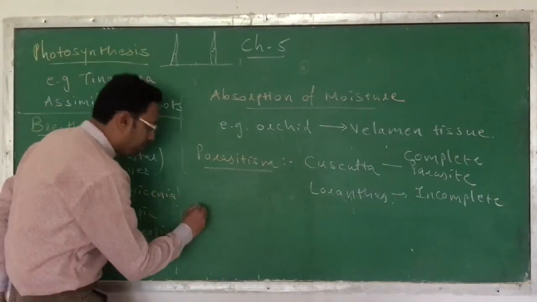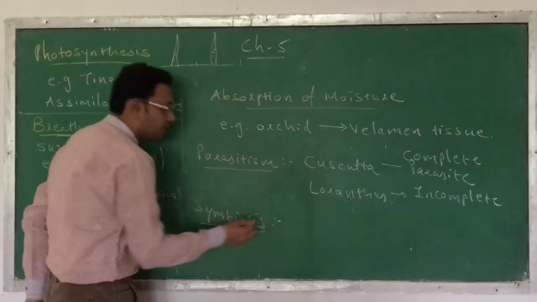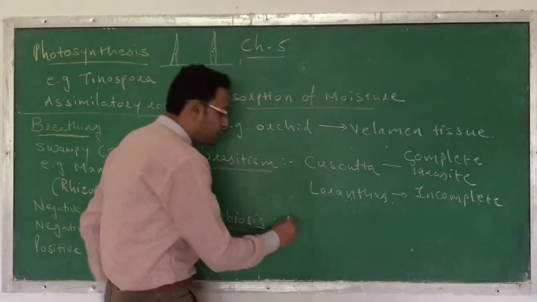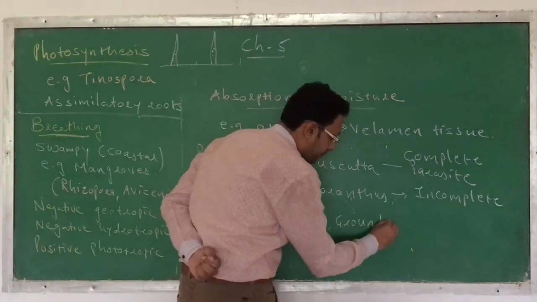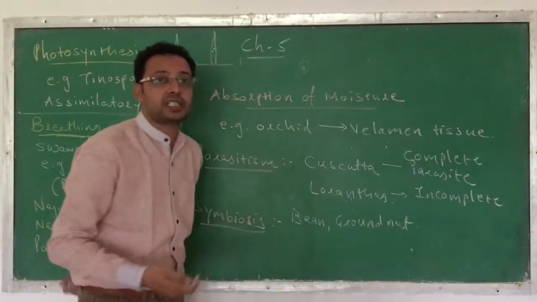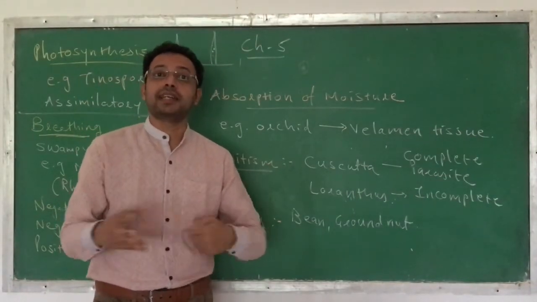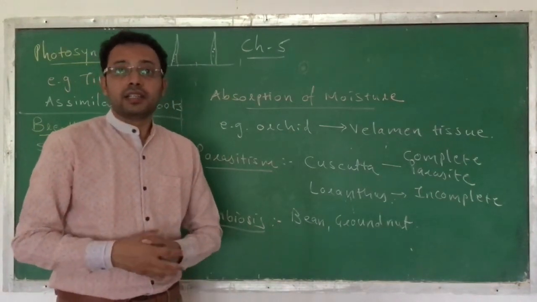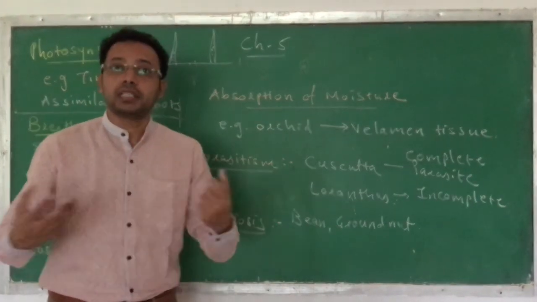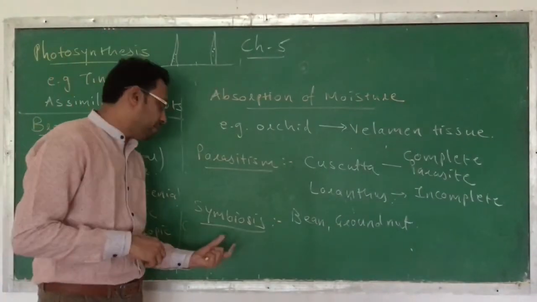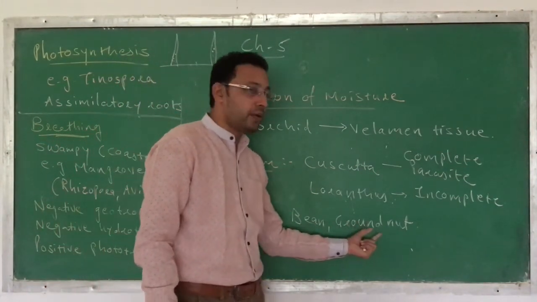Another example is symbiosis, very important. Symbiosis is observed in leguminous plants like bean, groundnut, etc. Their roots have been modified in such a way that they have nodules. In these nodules, Rhizobium bacteria can reside. Both have a mutually beneficial relationship between them. Bacteria and the plant have a mutually beneficial relationship. This is called symbiosis, and it is observed in leguminous plants like bean, groundnut, etc.